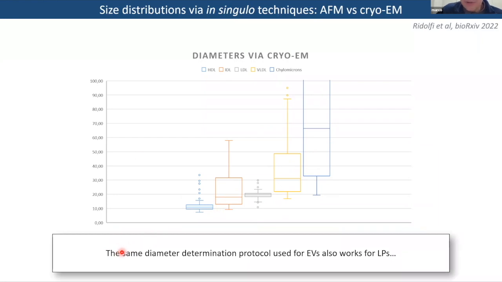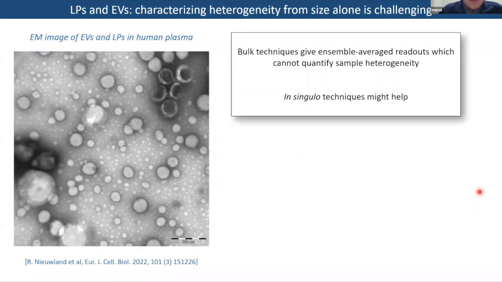This was somewhat surprising because, as I told you, it was not a given, it was not assured that the same procedure would work with the LPs, but it seems to give the same diameter distribution as cryo-EM. However, size in itself is not able to distinguish the various LP subtypes.